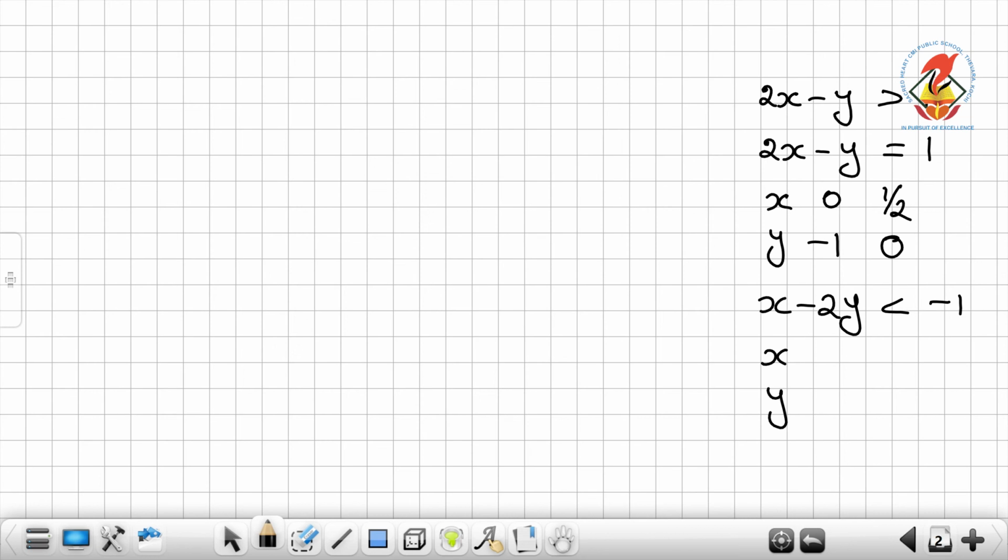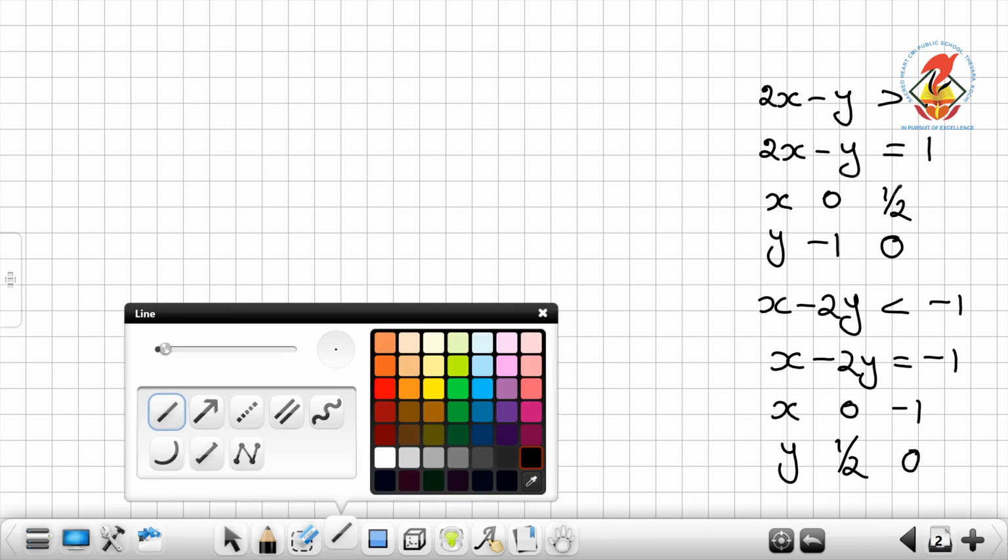So x, y, when x is 0, before that, the equal symbol. So x minus 2y is equal to minus 1. X, y: when x is 0, y is equal to 1 by 2. When y is 0, x is minus 1. Now we can draw the lines.